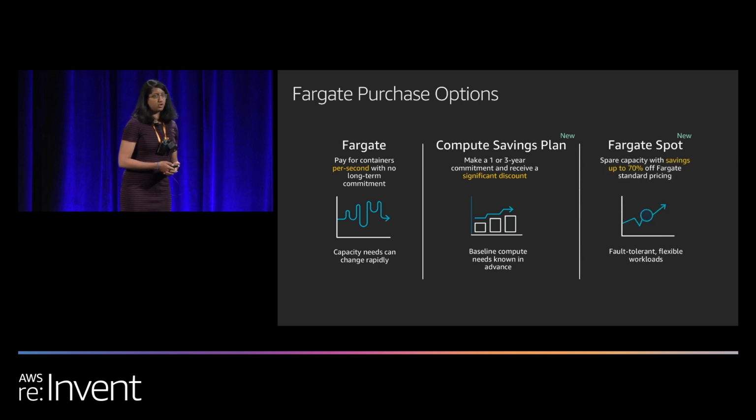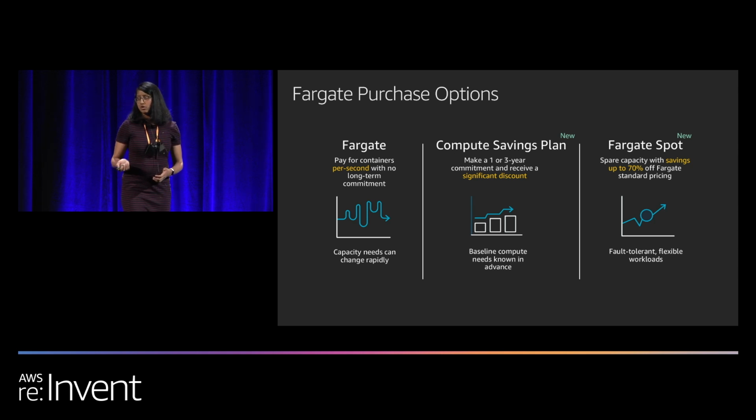Third is Fargate Spot that we just launched at re:Invent. It gives you up to 70% off of standard Fargate pricing. The concept is exactly similar to EC2 Spot instances. Your tasks may be reclaimed with a 2-minute notification, better suitable for fault-tolerant, time-insensitive workloads. So now Fargate has 3 different purchase options: on-demand, compute savings plan, and Spot. There is no better time to use Fargate than now.